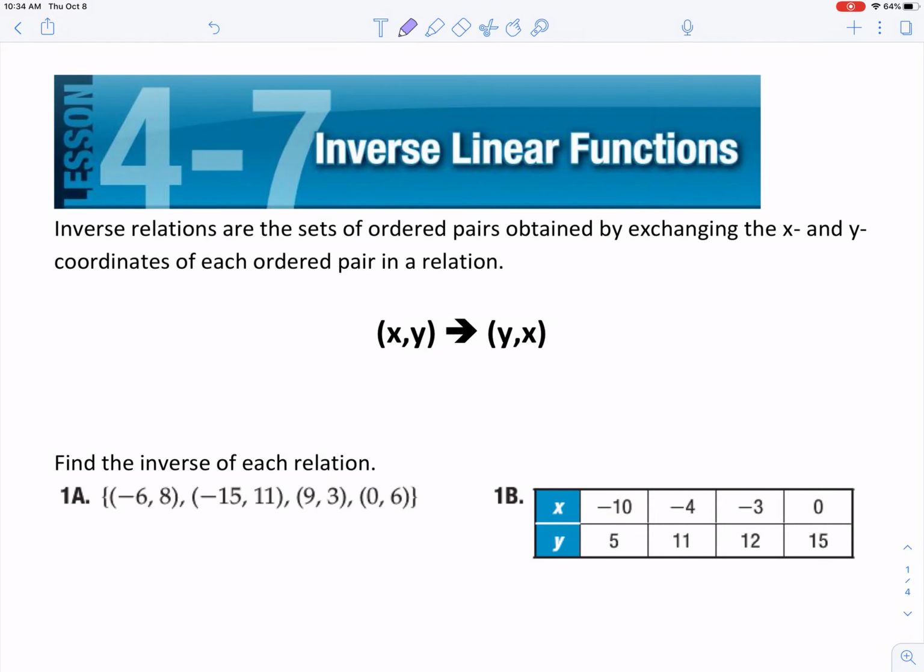Okay, so today we're going to be doing inverse linear functions. The secret to today is going to be to switch the x and the y. That's supposed to be a CH there. Switch x and y. Check it out. Here's my x's, and here's my y's.